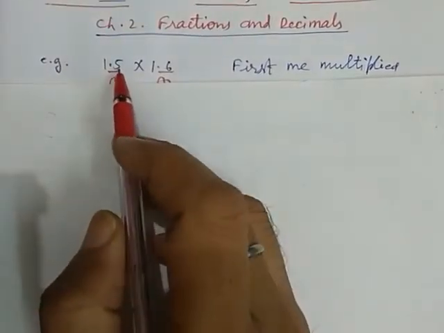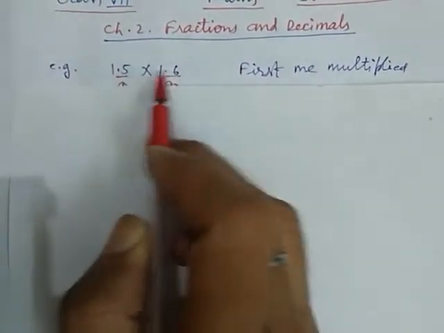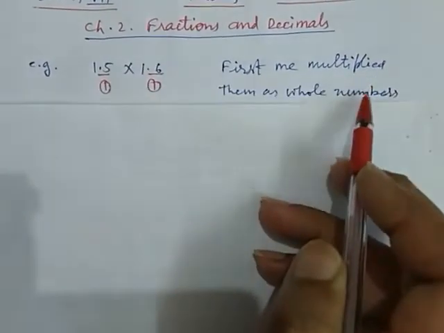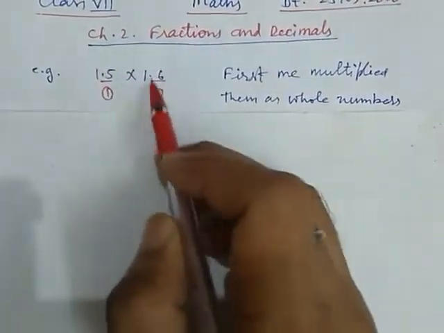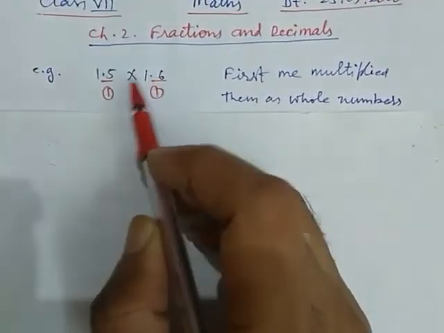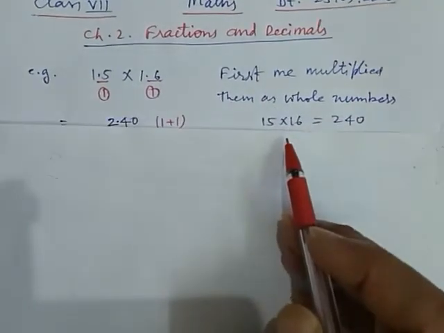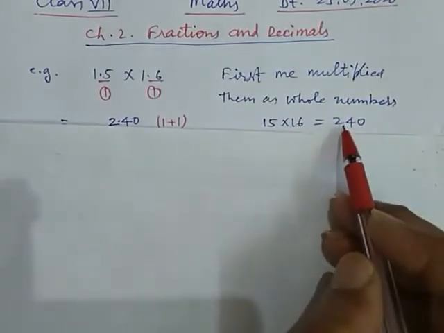Here 1.5 into 1.6, both are decimal numbers, and we have to multiply them. First we multiply them as whole numbers. We consider these ignoring the decimal as whole numbers. This becomes 15, this becomes 16, so we multiply 15 into 16, it becomes 240.